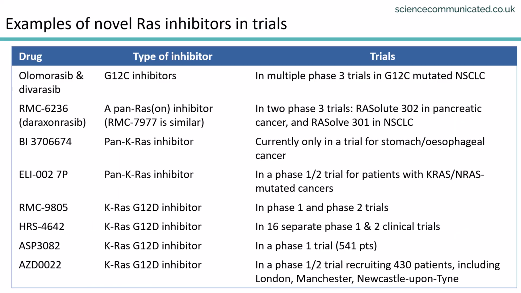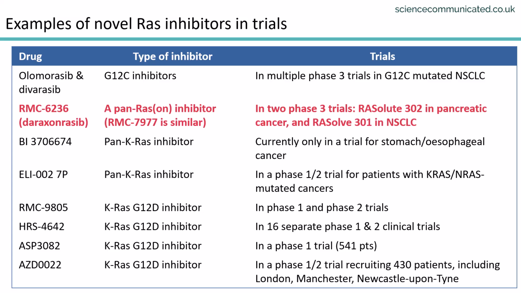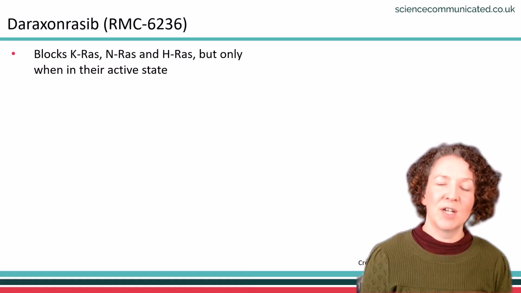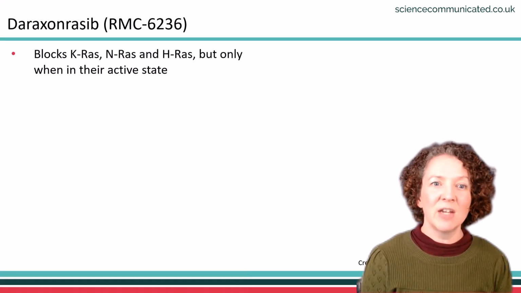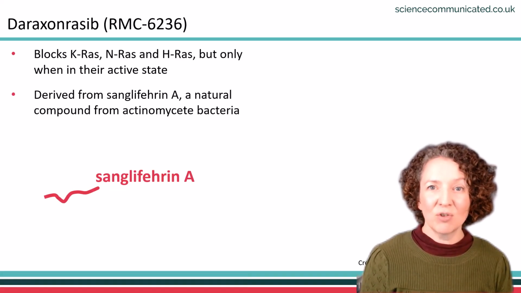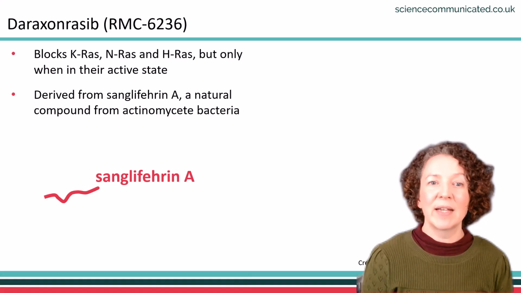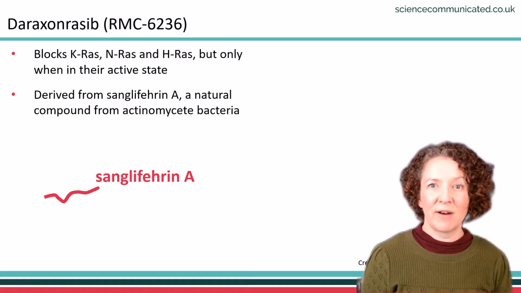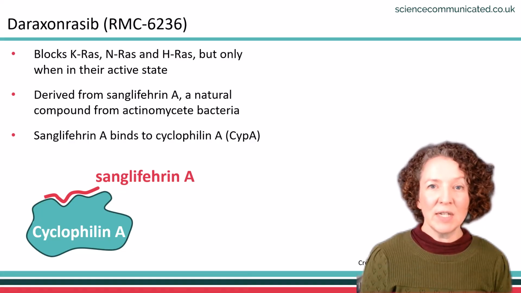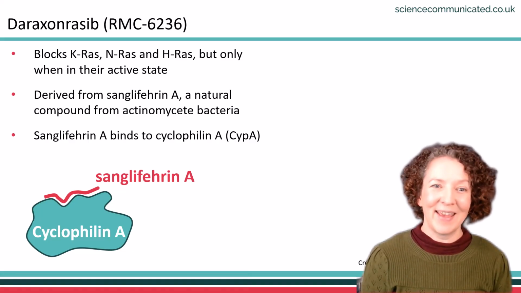Here are just a few examples of the drugs being developed, the drug names down the left-hand side, and I'm going to pick out just one of them and explain it further, daraxonrasib. This drug is able to block any active version of a RAS protein, whether that's HRAS, KRAS, or NRAS. It is derived from a natural chemical compound that's been extracted from a bacteria, and that compound is called sanglifehrin A. Sanglifehrin A binds very tightly to a protein found in our cells called cyclophilin A.